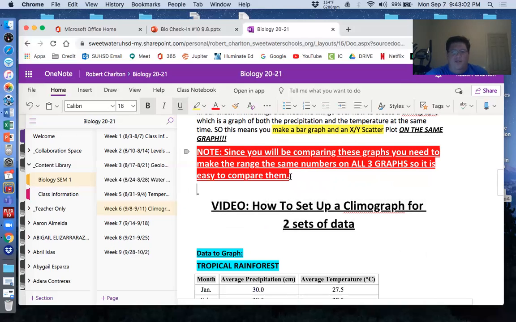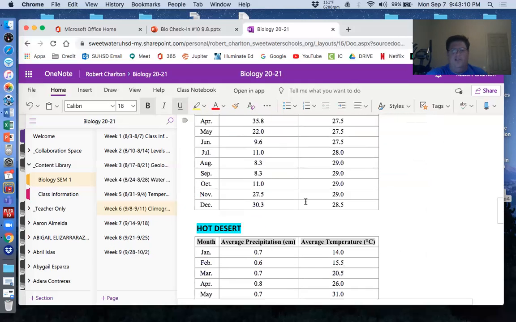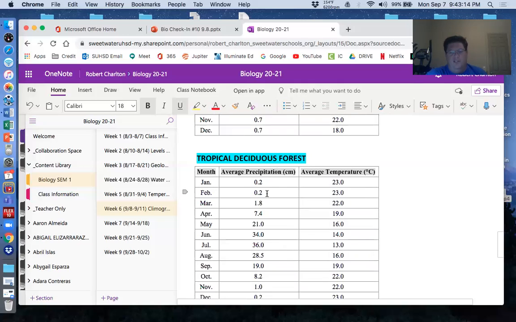And then I have here in red a very, very important note. You need to use the same numbers on your y-axis, the same numbers for the rainforest, the same numbers for the desert, the same numbers on your axis for the deciduous forest. When I'm talking about numbers, I'm talking about the numbers on the left side and on the right side.